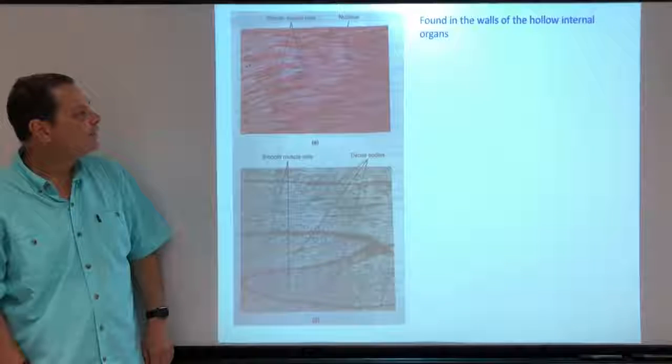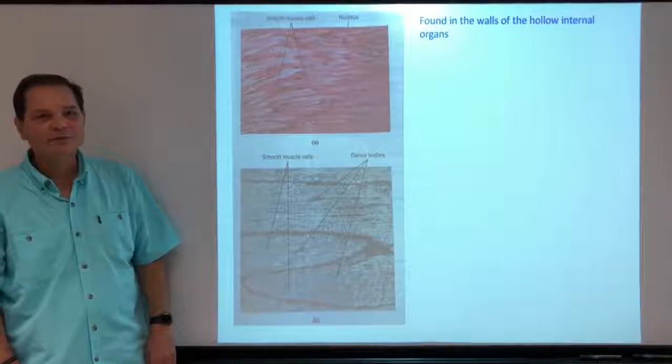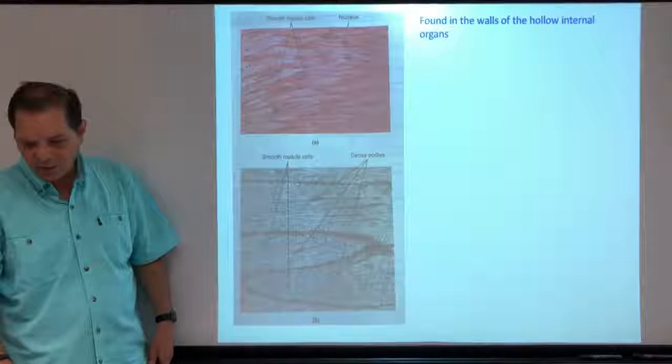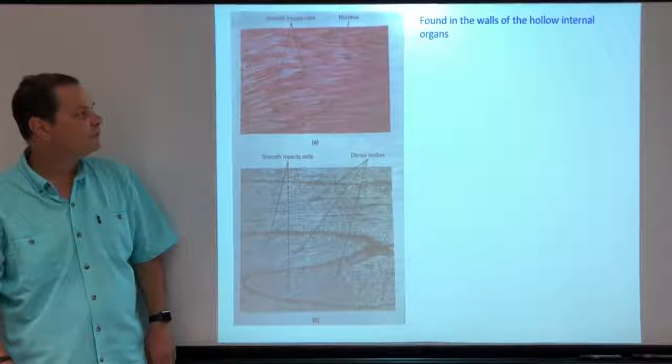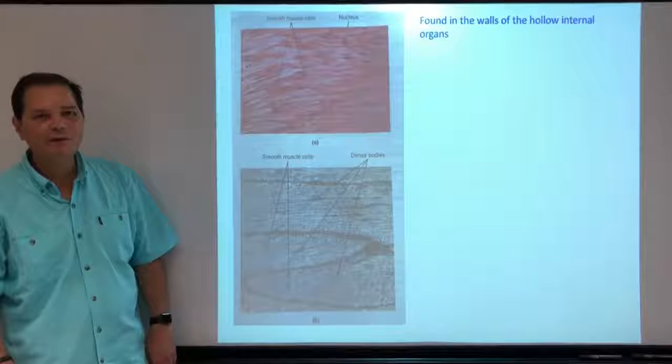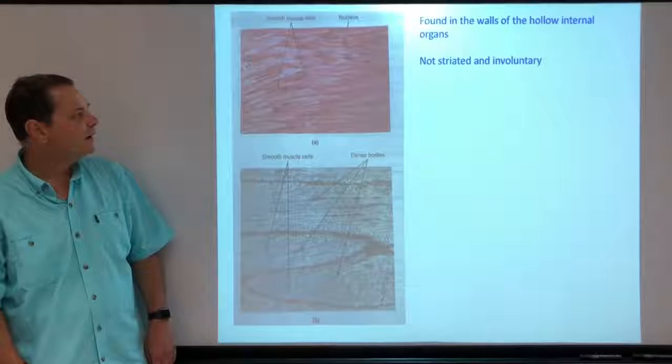Okay, so this is smooth muscle, what you see in a microscope, and it is found in the walls of basically hollow internal organs. Including arterial smooth muscle, which is of course the focus mostly in the cardiorespiratory block.